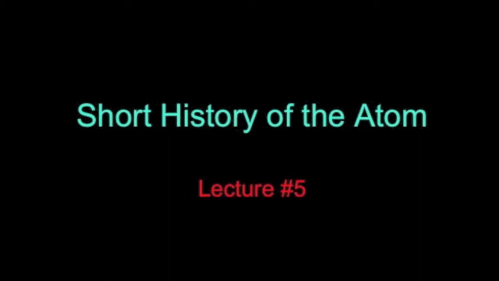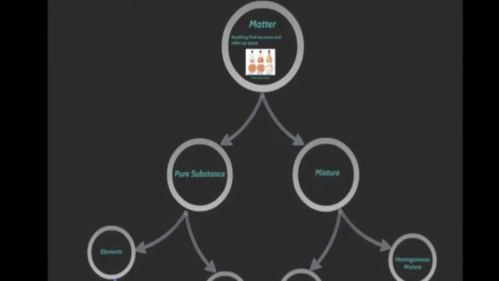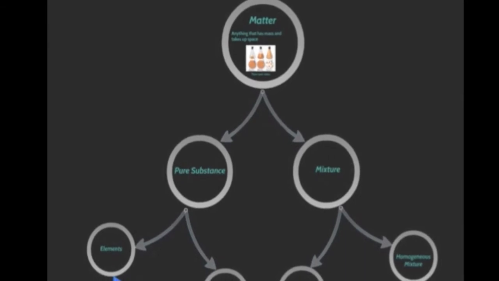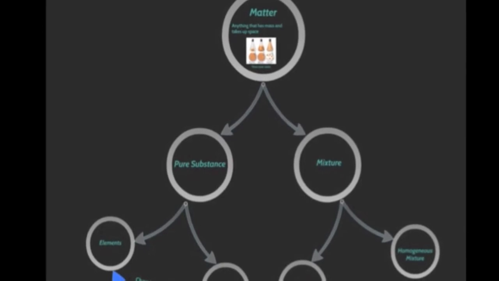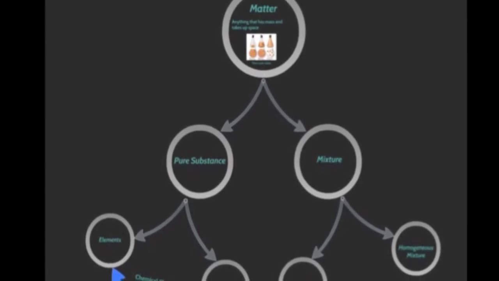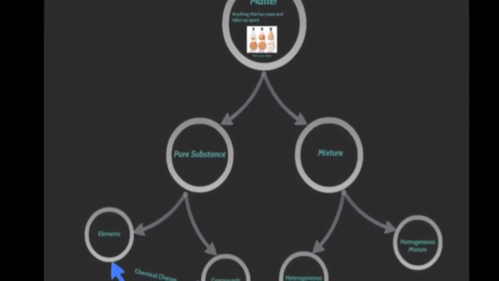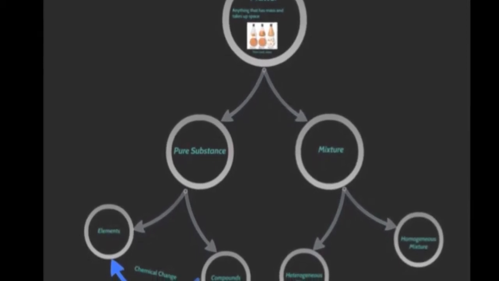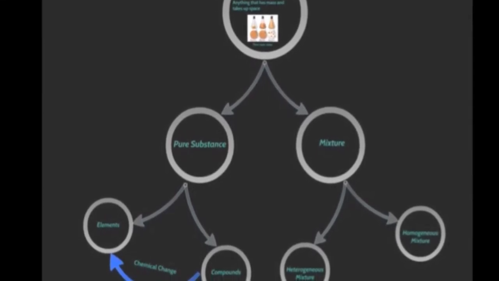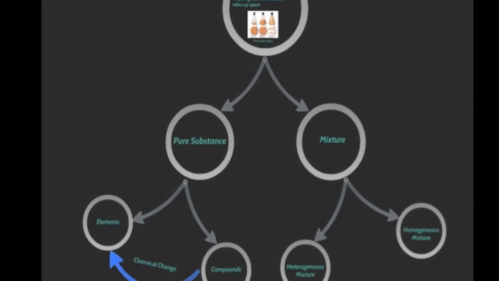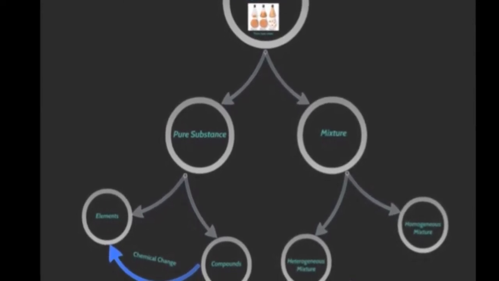Lecture number 5, the short history of the atom. So this time we're going to start where we started at the beginning of the semester, looking at our scheme of different types of matter, which we can break into substances versus mixtures. Now we're going to spend more time talking about the difference between elements and compounds. We'll come back to mixtures at the end of the chapter, but right now we're going to start delving into what makes elements and what makes compounds. We're going to start on the element side of the pure substances. We're going to talk about what these elements are made of.